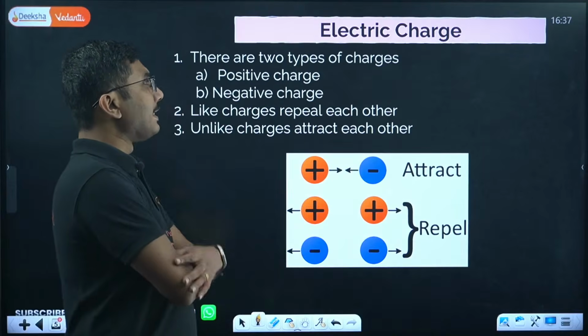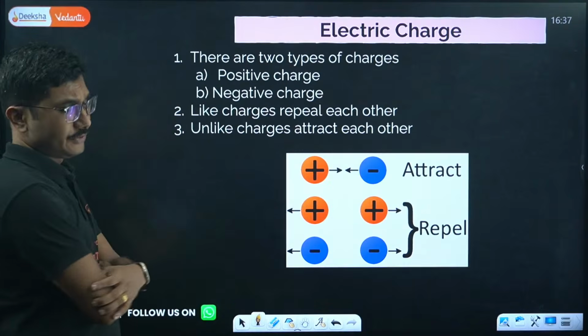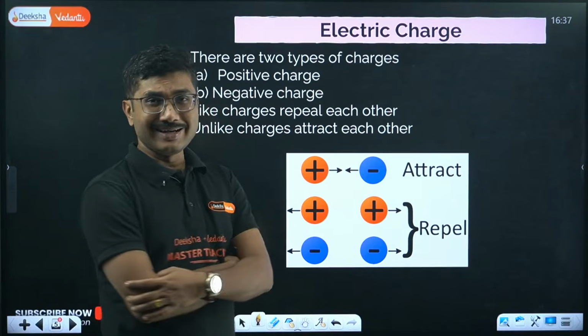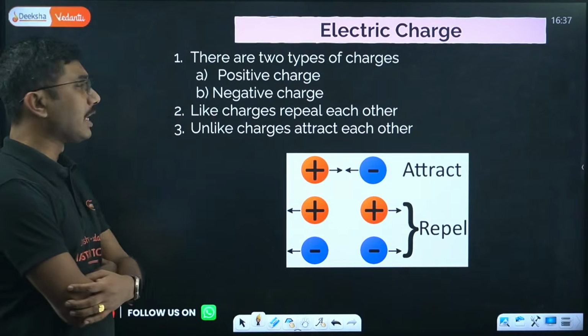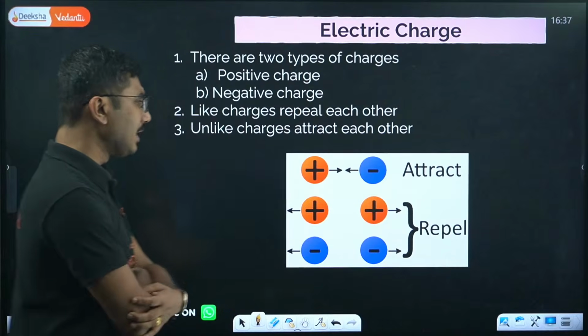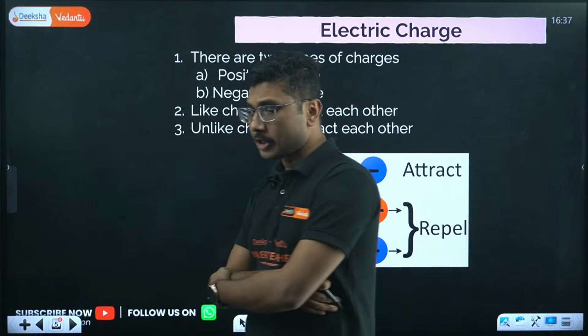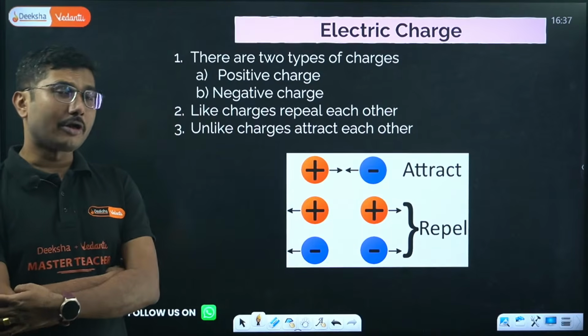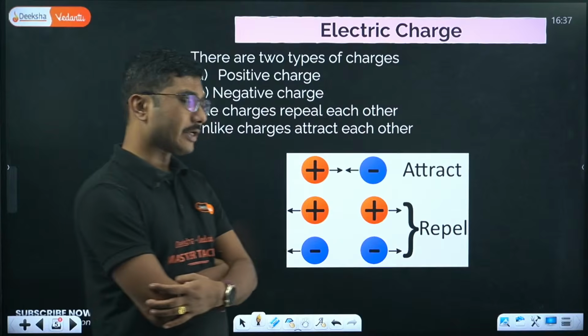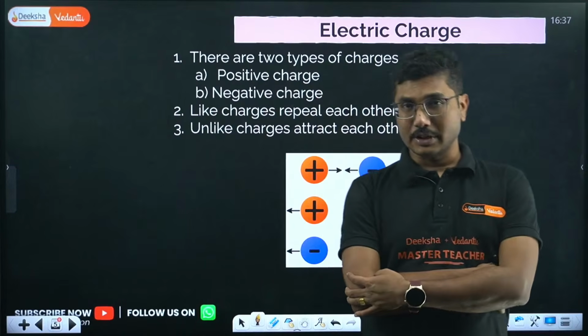Now there are two types of charges. We all know this, nothing new to us: positive charge and negative charge. Positive charges and negative charges, not proton and electron, by the way. Proton and electron are two particles which are different from positive charge and negative charge.